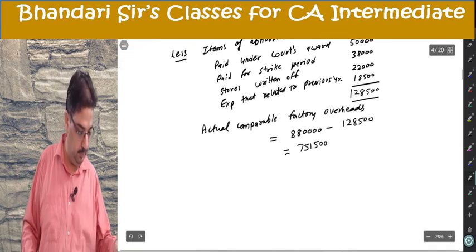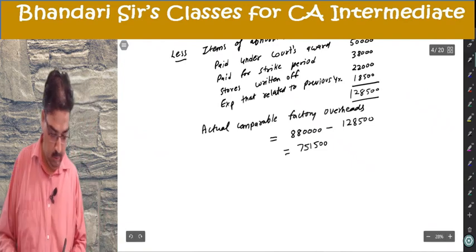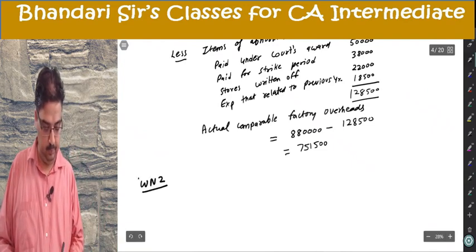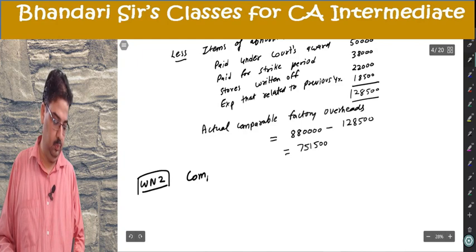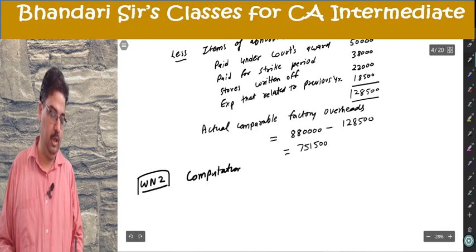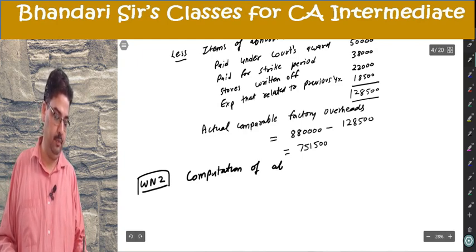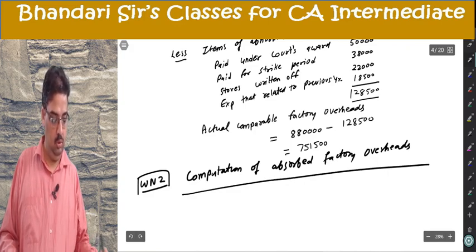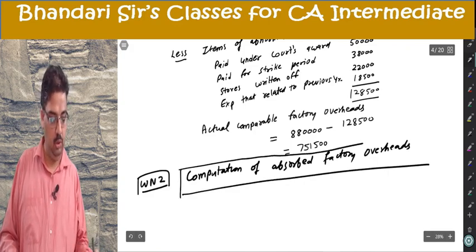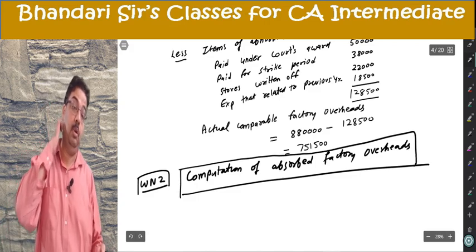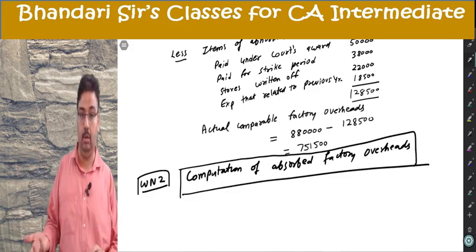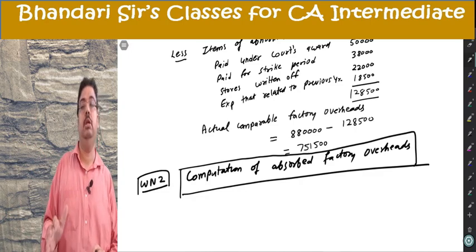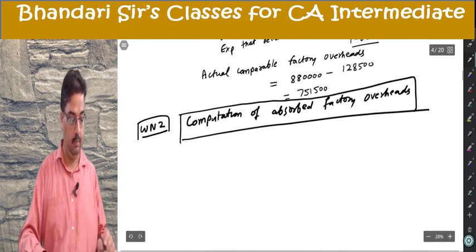Second working note. Working note number 2. Computation of absorbed factory overheads. You must do this computation also in a proper manner. First compute the machine hour rate, which is the absorption rate, multiply with actual machine hours. You will get the absorbed amount there.